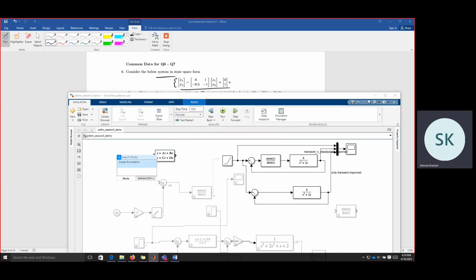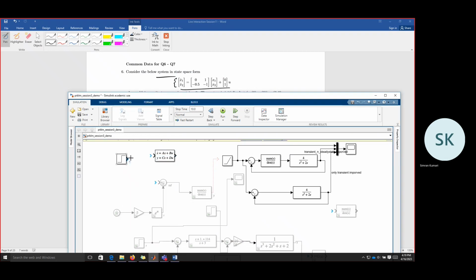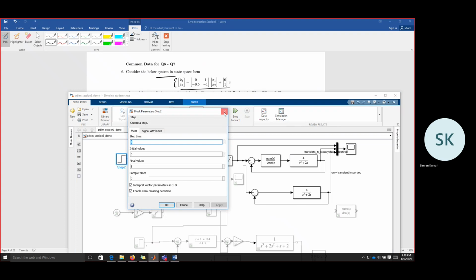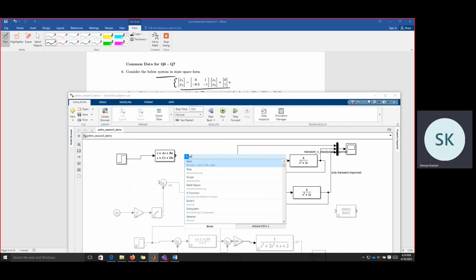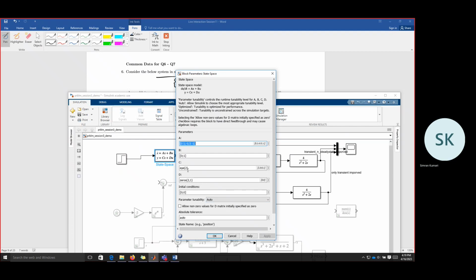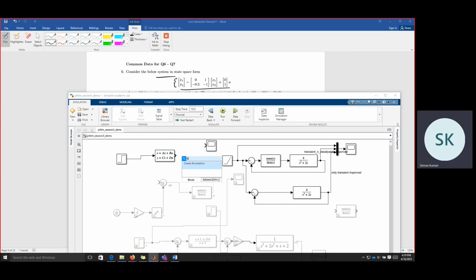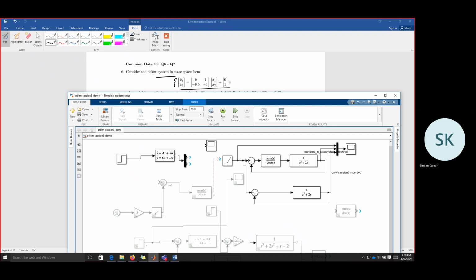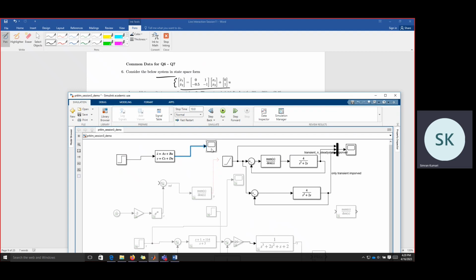We'll just apply the input, which is a step. Okay, and we have to see the output, so we'll have a scope. Since from here we have output, if you see the C matrix, it is a 2 cross 2 matrix, and the output is x1, x2. So the first one is x1 and the second is x2, so we just decouple this output. So we'll use demux. Let us apply this directly to the scope. Just make it out.